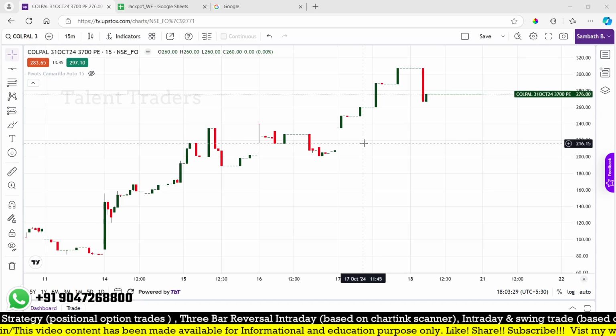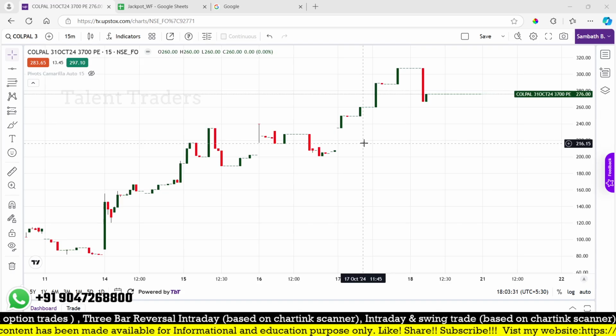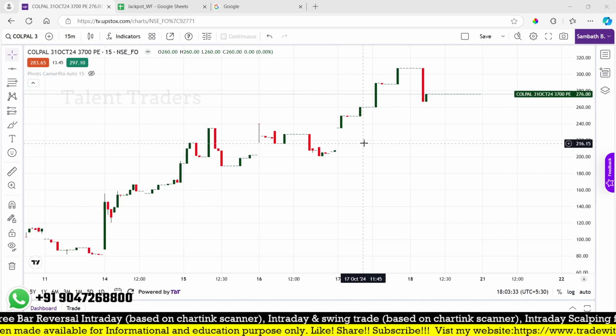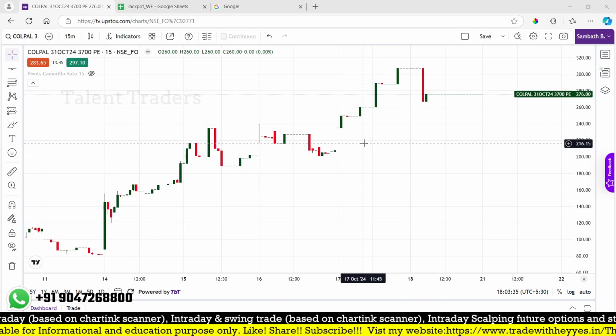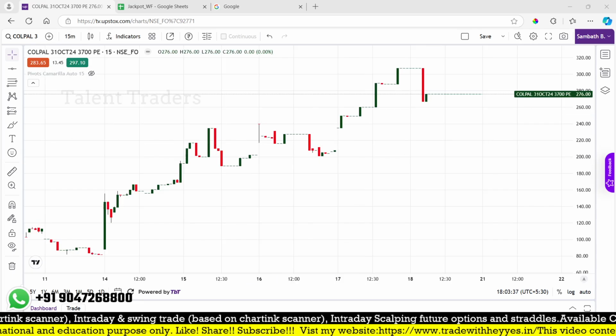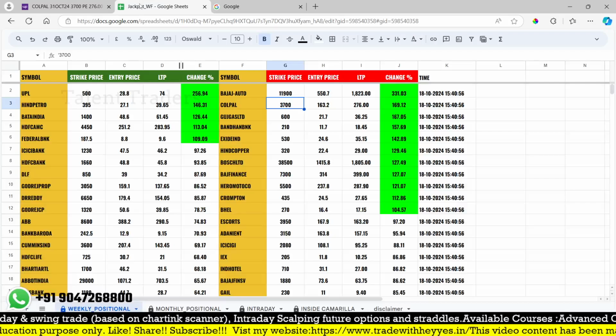If it is a call option, from your strike price how many points it is higher, and if it is a put option, from your strike price how many points it is lower. So that particular premium is 100% traded, and this will also be one more trade.